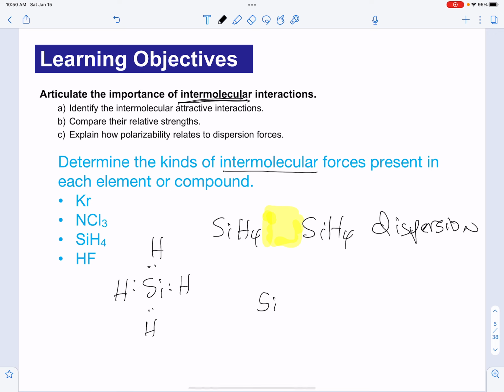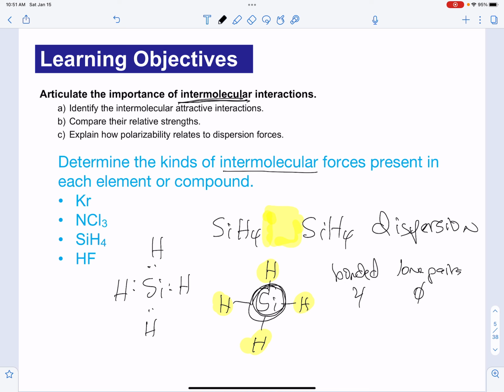So the Lewis structure is like this. But do not stop there. You have to draw it the proper way. Using the VSEPR table, we see that the silicon, which is the central atom, has 4 bonded atoms and lone pairs, there's no lone pairs there, so 0. When you have 4 bonded atoms and 0 lone pairs, the VSEPR table tells you this is going to be a molecule with a tetrahedral molecular geometry.